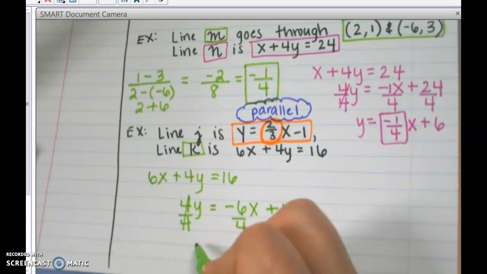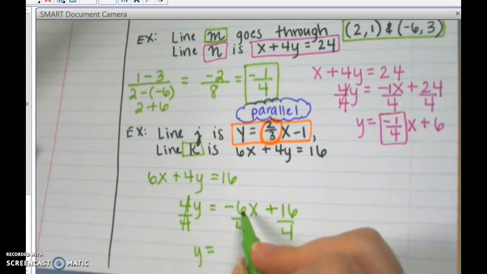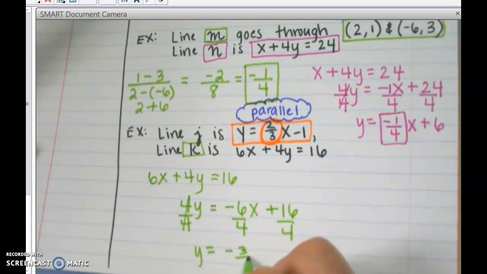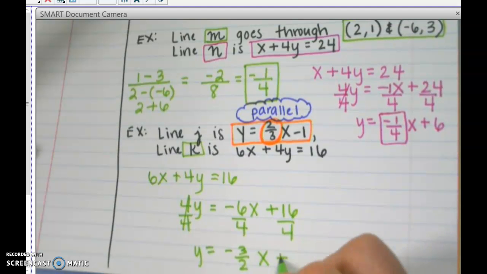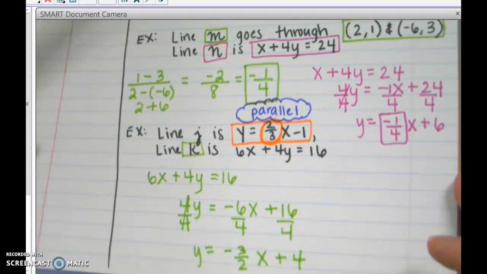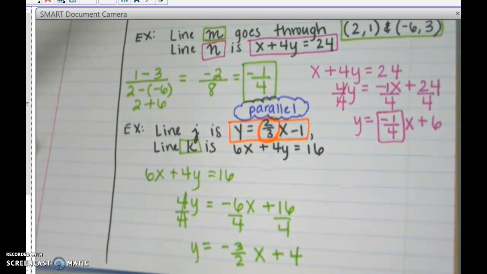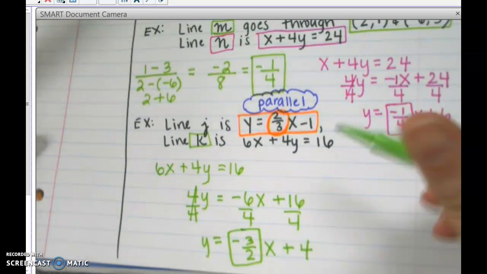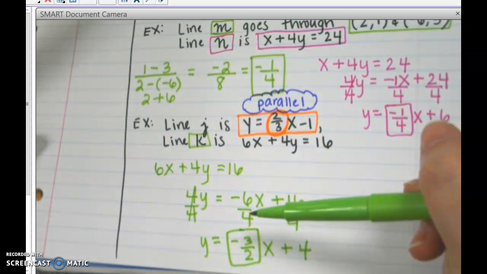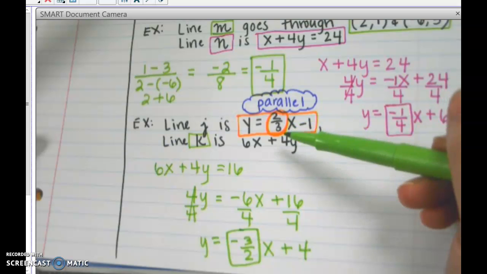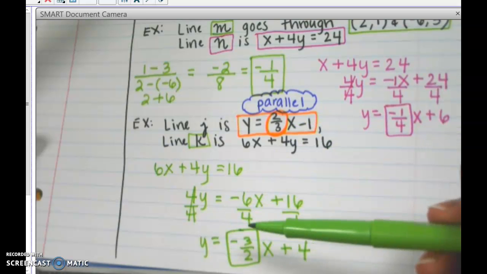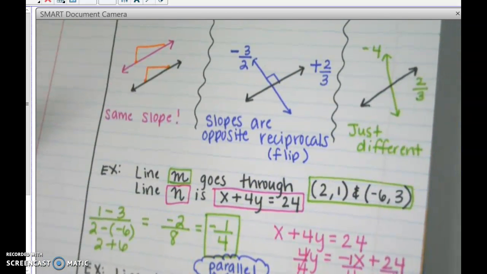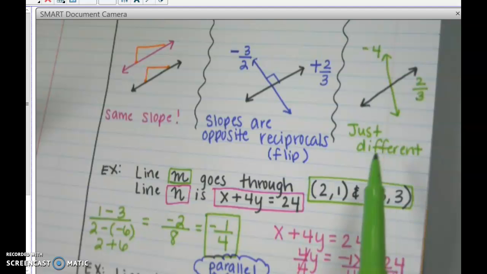That cancels. I can reduce that. 6 over 4 would reduce to 3 over 2. And 16 divided by 4 is 4. All right, so it is in slope-intercept form now, which means this is my slope. So I'm comparing these two answers. I have a slope of 2 over 3, and I have a slope of negative 3 over 2. Which situation does that look like? Does that look like the same slope, opposite reciprocals, or just different answers?